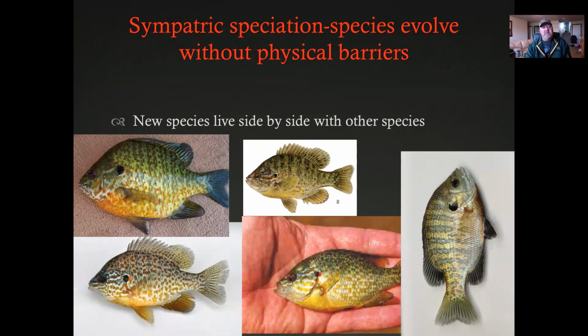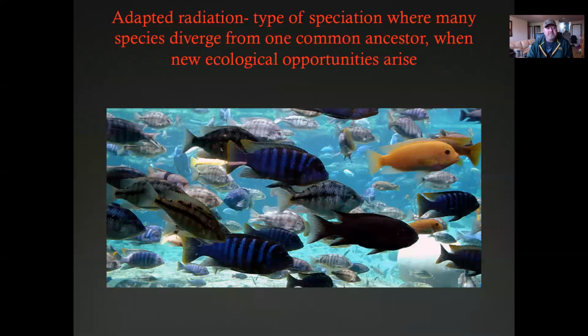Sympatric speciation happens when species evolve without physical barriers. Sunfish are a great example. There are tons of different types of sunnies, and they all live together and hang out, but physically and genetically they are different, and they cannot reproduce with one another.